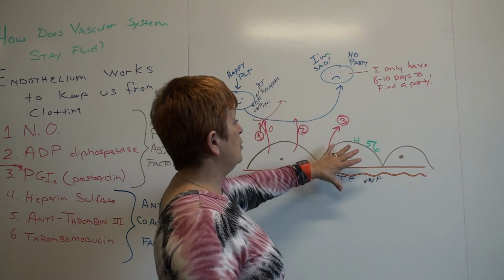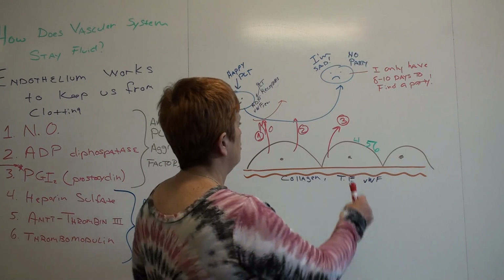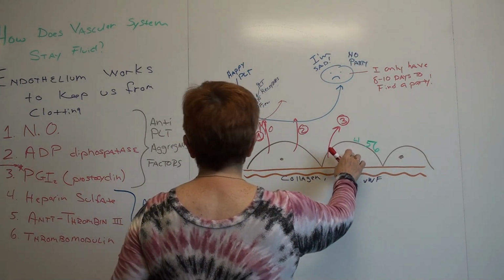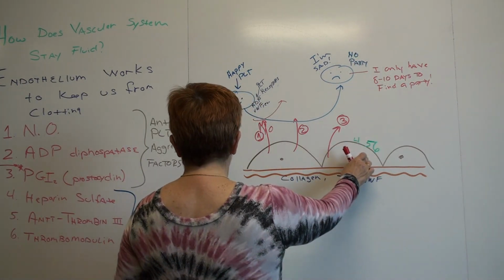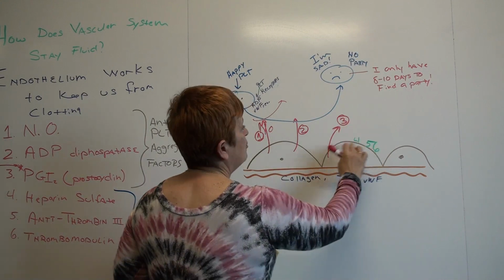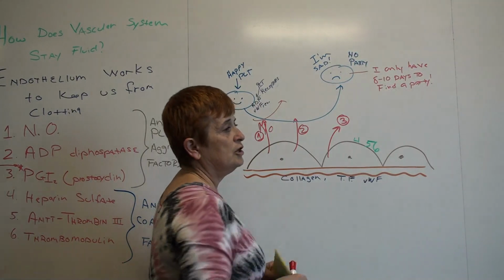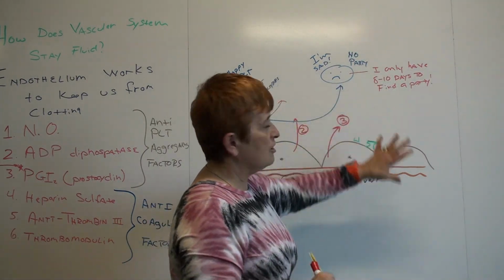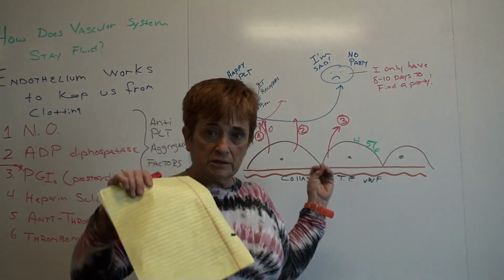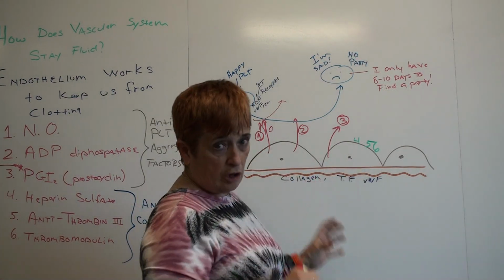The next three that are happening, I'm going to draw another picture here, is we have our heparin sulfate, our antithrombin 3, and our thrombomodulin that are also going to not let coagulation factors that are floating around stop and make a clot.